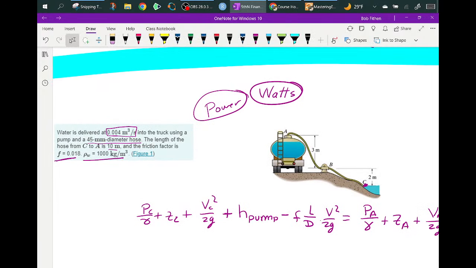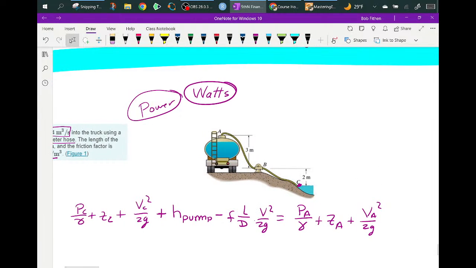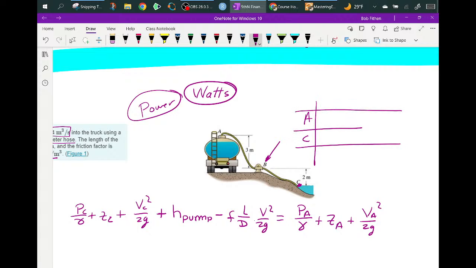A couple of things. I could look at B, but that's not really going to give much information, but I can look at A and C. I'm going to make a couple of assumptions about A and about C, and what I'll do is look at the pressure, the elevation, and the velocity.